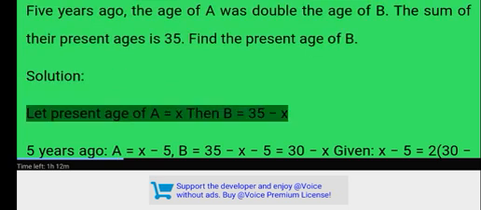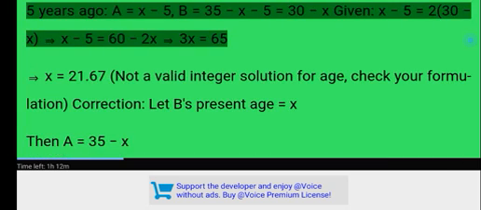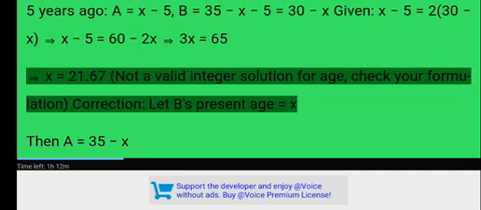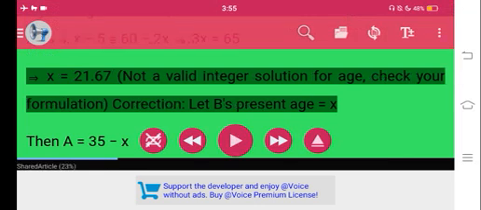Solution. Let the present age of A equal x, then B equals 35 minus x. 5 years ago, A equals x minus 5 and B equals 35 minus x minus 5, which equals 30 minus x. Given x minus 5 equals 2(30 minus x), so x minus 5 equals 60 minus 2x, so 3x equals 65, so x equals 21.67, not a valid integer solution for age.